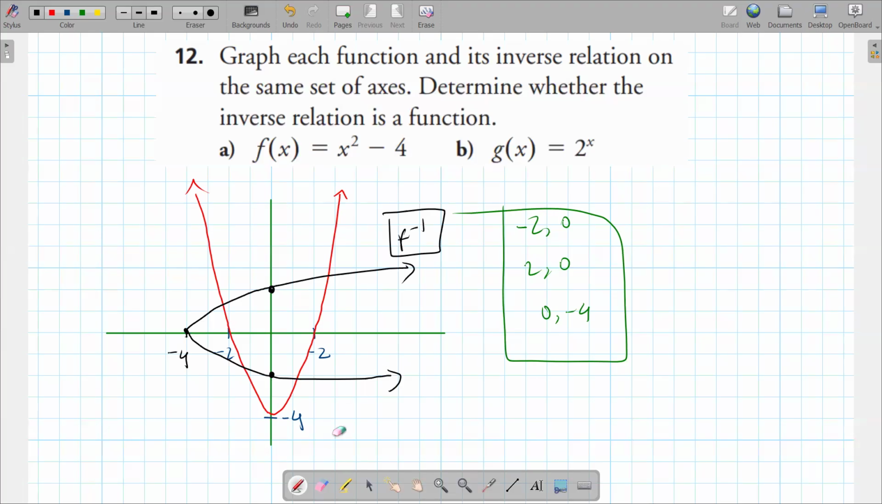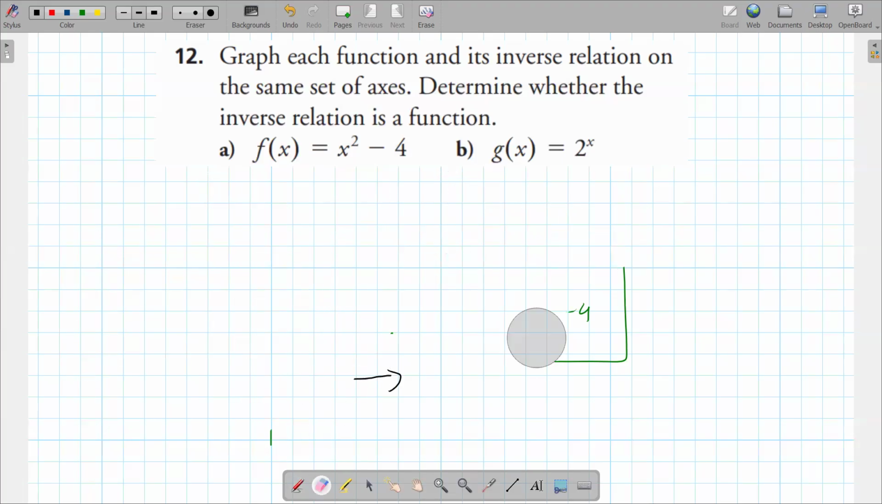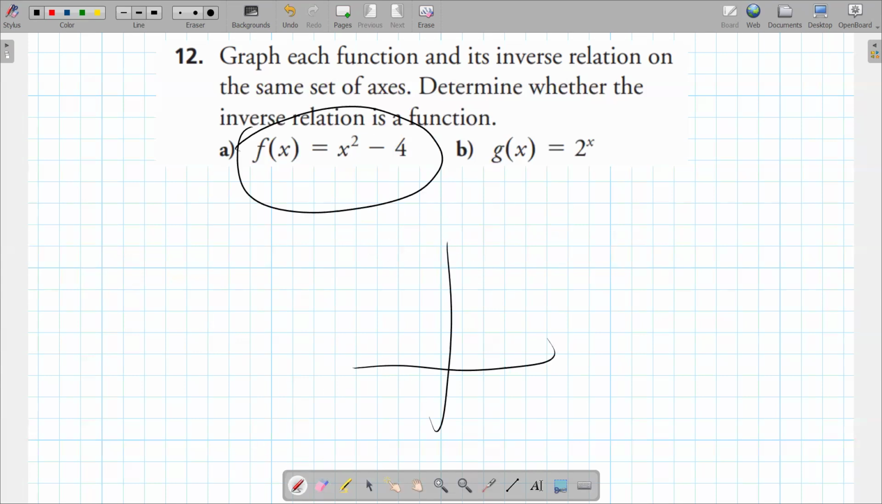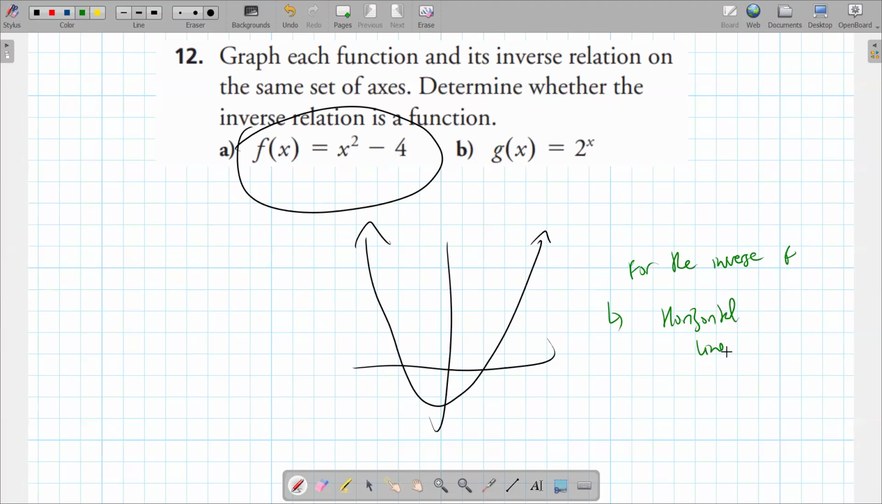In fact, I don't know if I told you this, you don't have to draw it to see it. Let's say the question's asking us, is the inverse of this a function? Well, we know what that looks like roughly. For the inverse to be a function, it needs to pass the horizontal line test. Notice how the horizontal line crosses it twice. So it fails the horizontal line test. Therefore, the inverse of a quadratic of this will not be a function. So you can look at it that way as well.